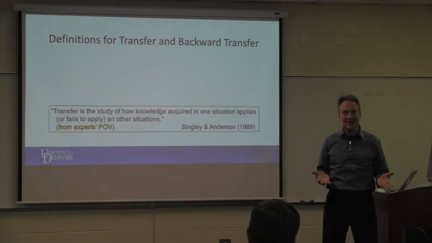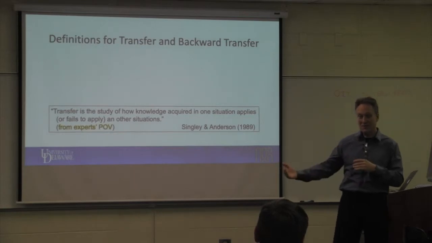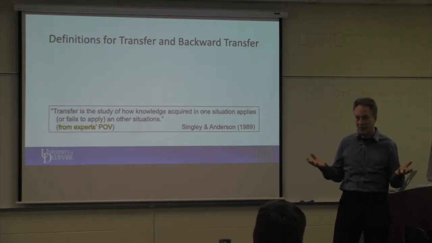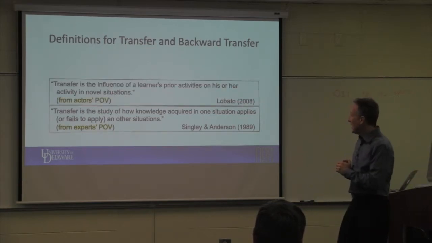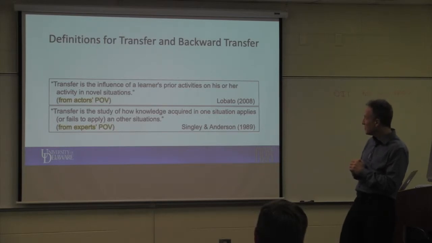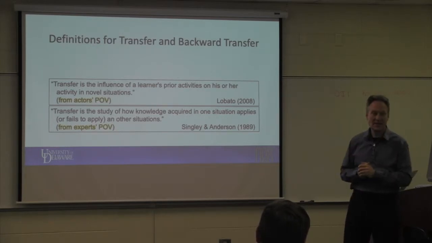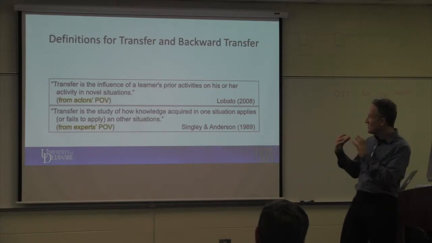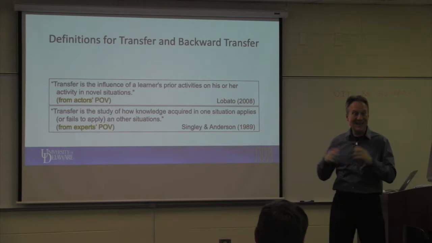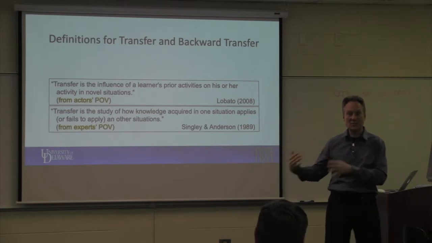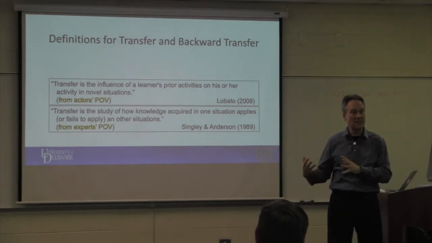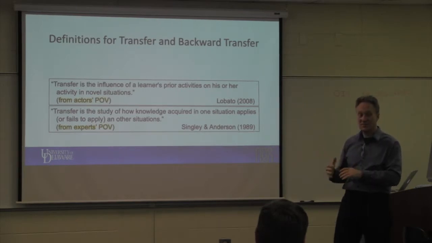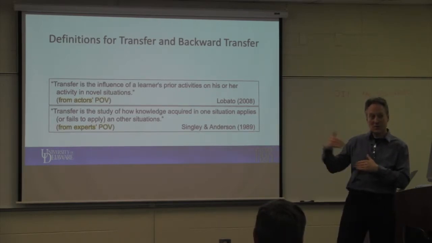Some people have criticized that perspective because they think that we don't just transfer our knowledge in normative ways, we also do it in all sorts of idiosyncratic ways. And so Lobato defines it in a more encompassing way. She says, transfer is the influence of a learner's prior activities on his or her activity in novel situations. When she says the word influence, she means any kind of influence. It doesn't have to be something that leads to correct performance. Because of that, this is taking the actor's perspective. If there's some influence, then she would count that as transfer. But we're still talking about regular forward transfer.